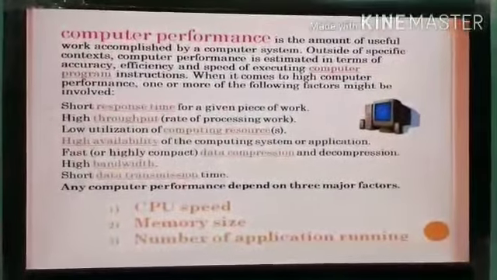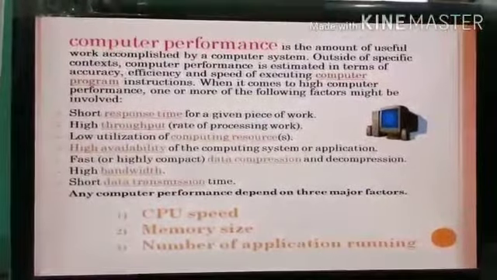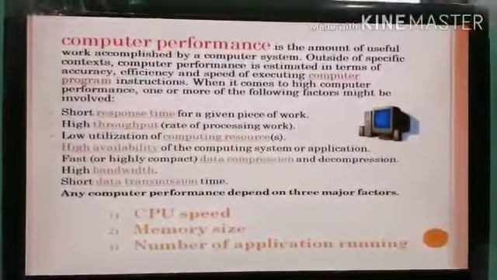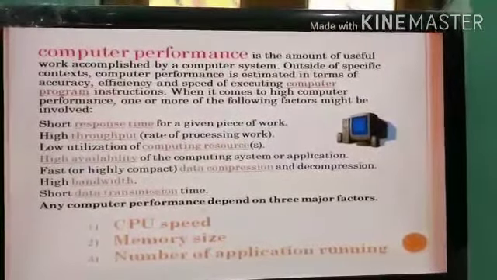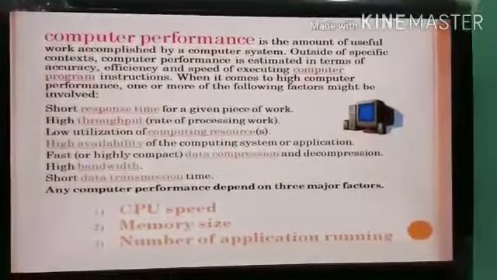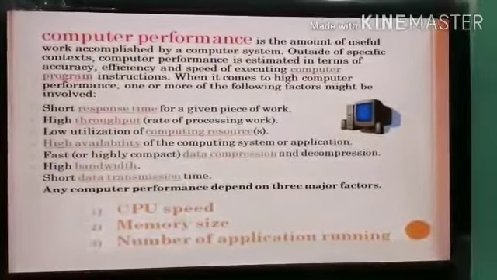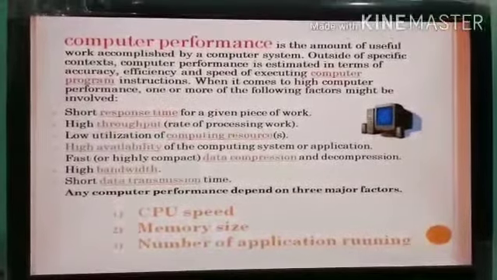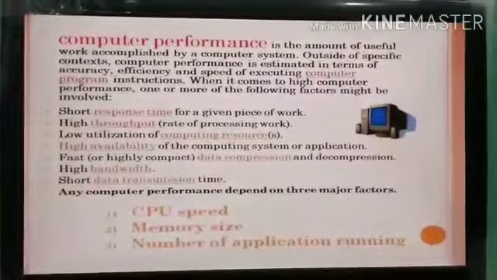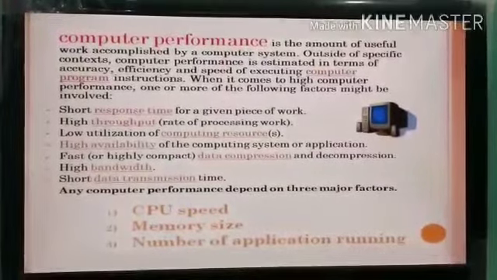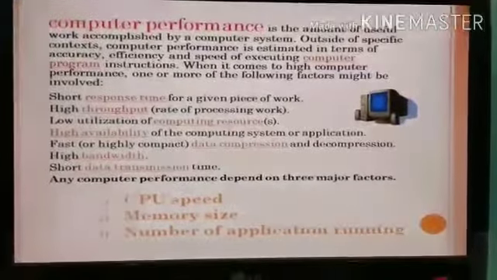What is computer performance? How do we measure it? This is the amount of useful work accomplished by a computer system. Outside of a specific context, computer performance is estimated in terms of accuracy, efficiency, and the speed of executing computer program instructions. When it comes to high computer performance, one or more of the following factors might be involved.